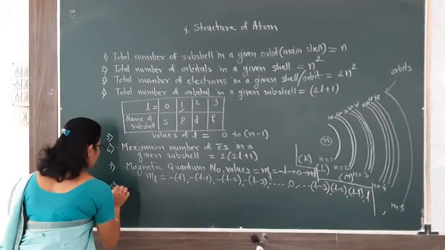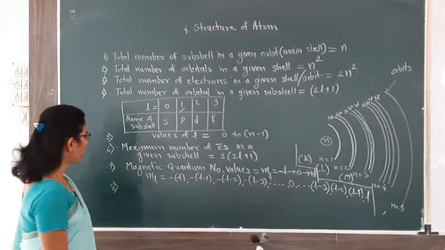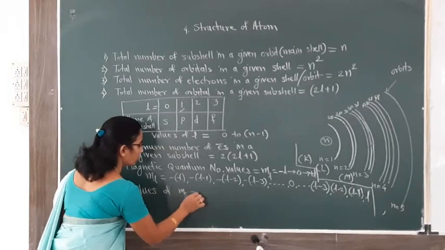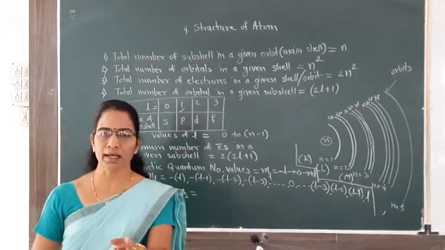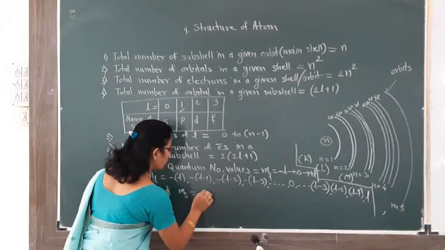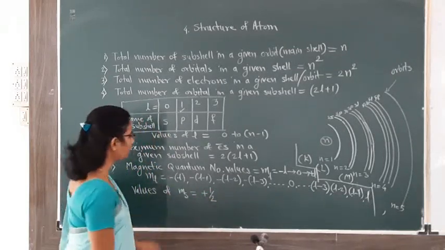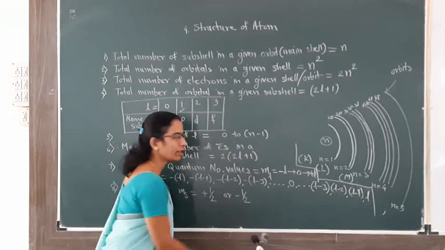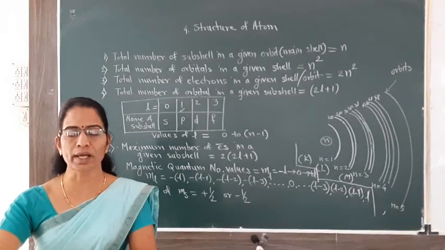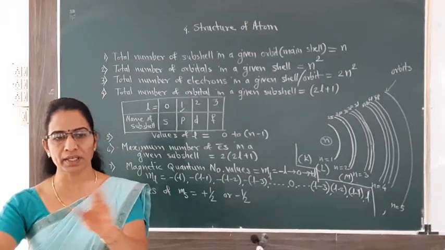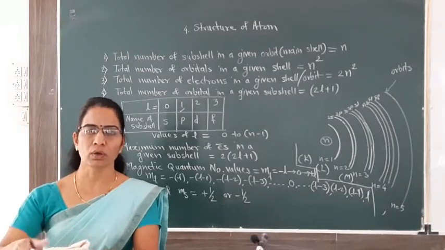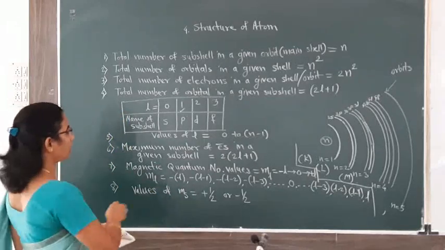And the last formula, that is the values of MS. MS is the spin quantum number. Yesterday I told you that every electron can possess either plus 1/2 or minus 1/2 value for MS, meaning it can spin either in clockwise direction or in anti-clockwise direction. In each orbital there are two electrons. So if one electron is spinning in clockwise direction, then the other electron will spin in anti-clockwise direction. So remember well these formulas.